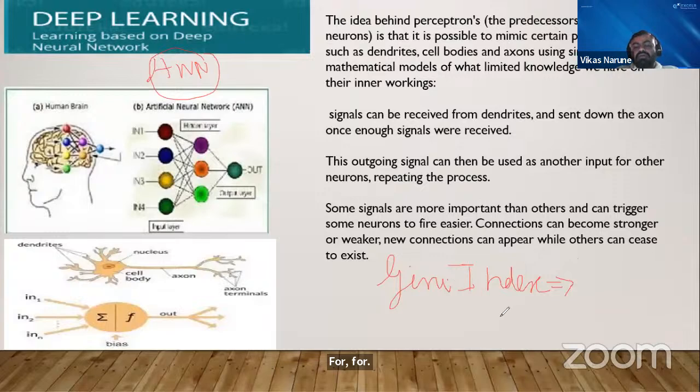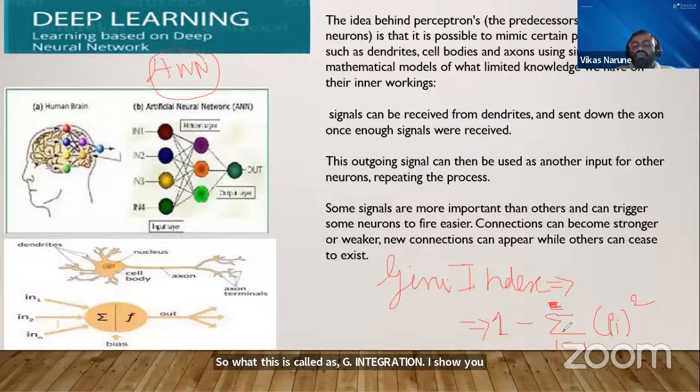1 minus summation of i equal to 1 to C, Pi square, guys. Pi square, 1 to C Pi square. So this is my formula for Gini index, guys. This is called the Gini index formula. I have shown you the entire calculation, like how we come to this formula. I have derived it and shown you how it is happening. So this is my formula.